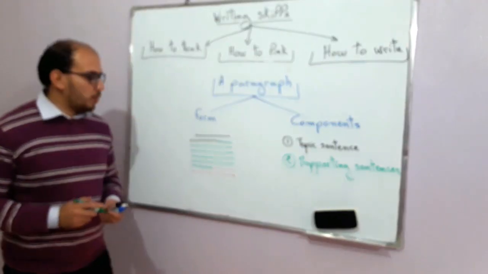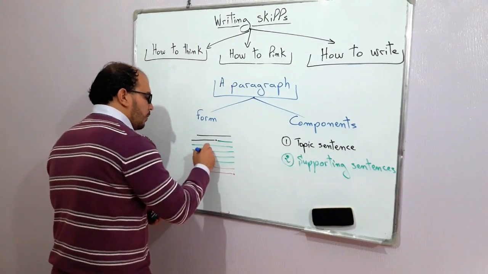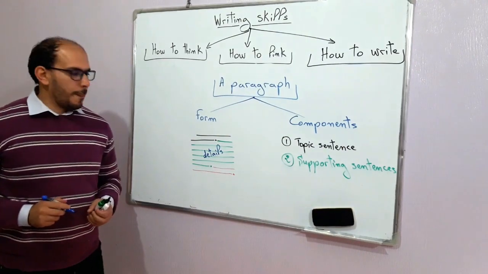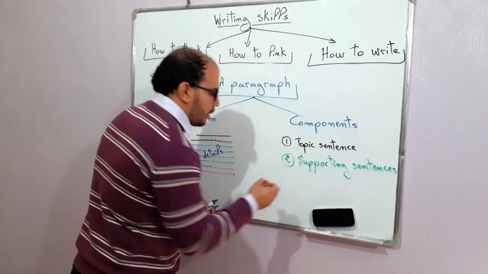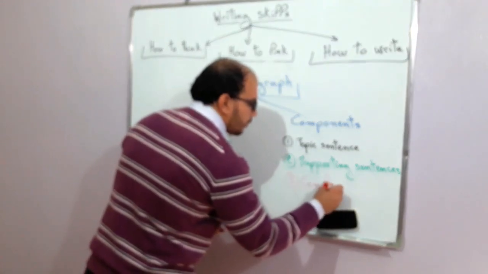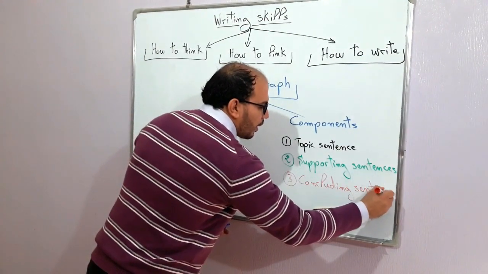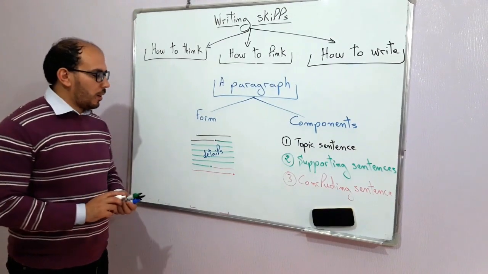The next is supporting sentences. In these supporting sentences, you give the details. The last thing, number 3, is the concluding sentence. A concluding sentence means you have to give the conclusion to your paragraph.